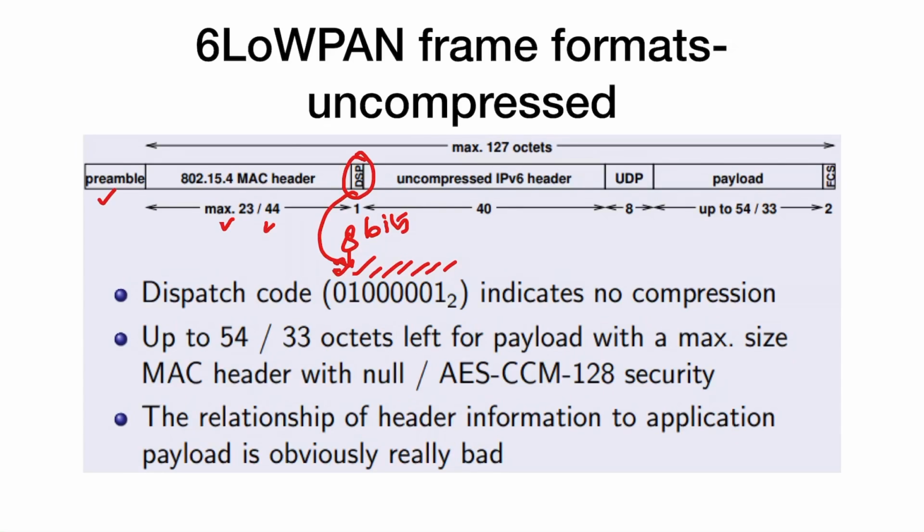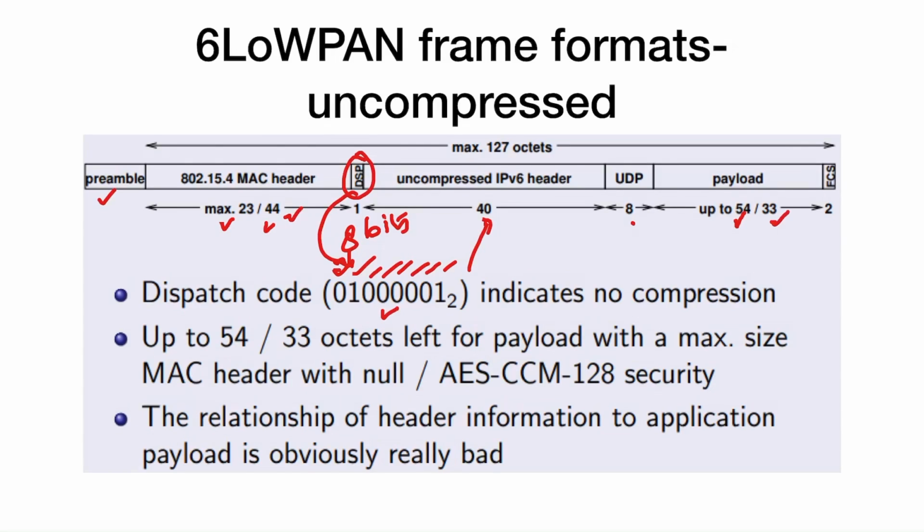Now when the dispatch code has this value, what does that mean? 40 bytes of uncompressed IP version 6 header will be going. So that's the 40 here. Just count the number of fields, and after that we have UDP because we need a transport layer also. So UDP of 8 bytes. Then the remaining payload: if 23 is used, we have a payload of 54. If 44 is used, we have a payload of 33.